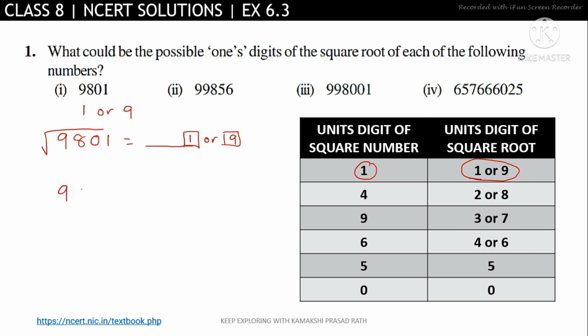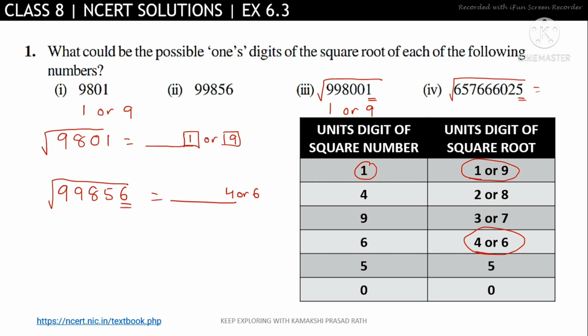99,856. So you can see here in 99,856, the units place is 6. So the square root will end with either 4 or 6. The next one ends with 1, and in the same way, the square root of this number will end with 1 or 9. And the last one, this number ends with 5, so its square root will end with 5 as per this table.